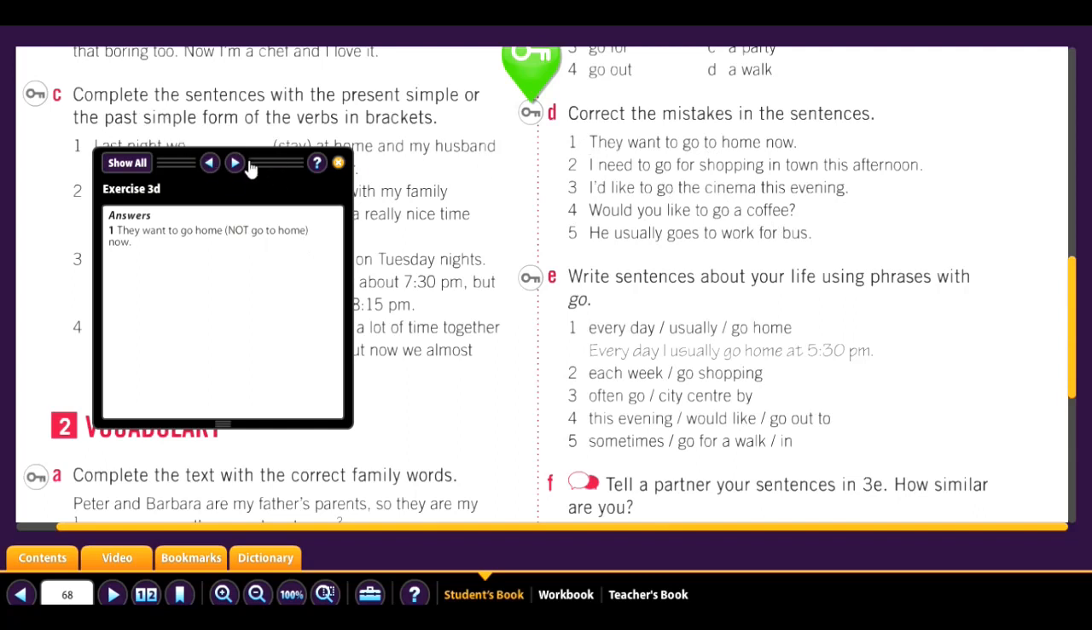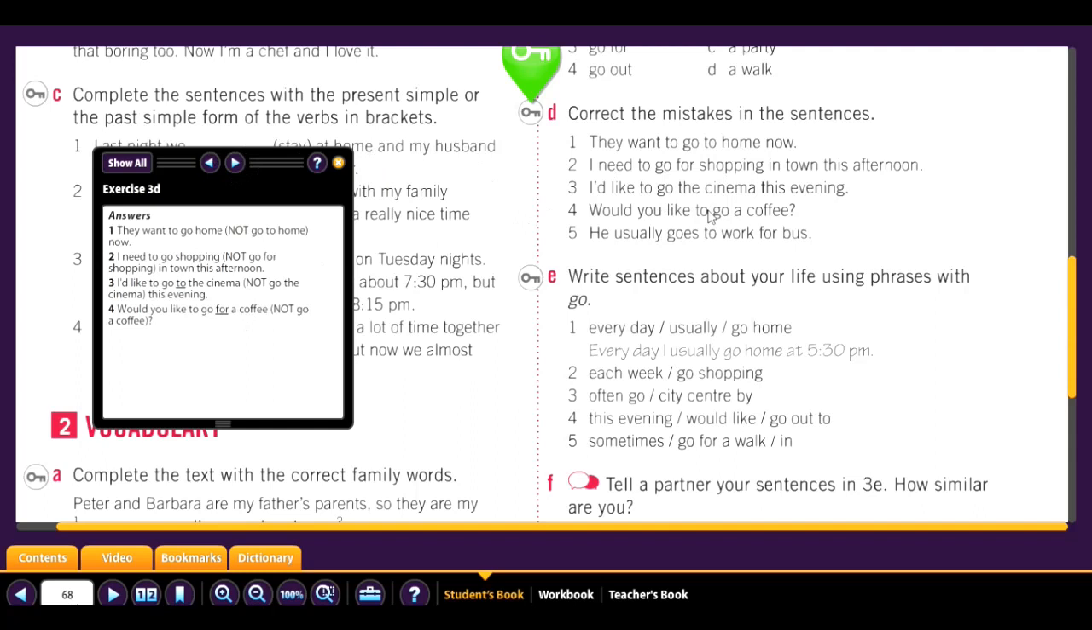In number two, go shopping, sin el for. Utilizamos go y algunas actividades que terminen ing. No necesitamos agregar ninguna otra palabra. Go shopping, go swimming, go skateboarding. Okay, I'd like to go to the cinema. Aquí sí estamos agregando el to para determinar que vamos a ir a ese lugar. Go to the cinema.